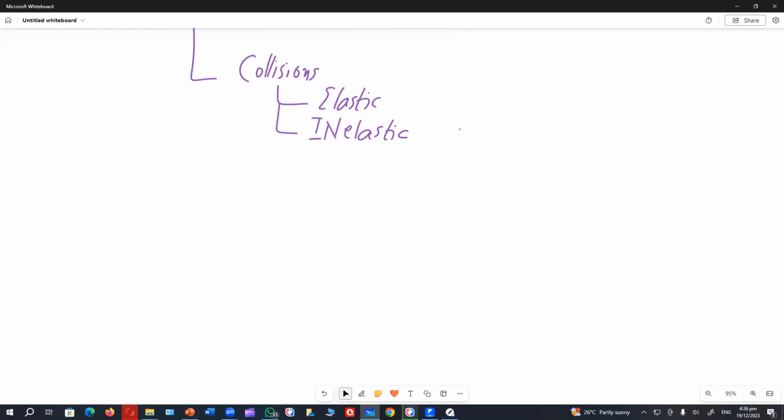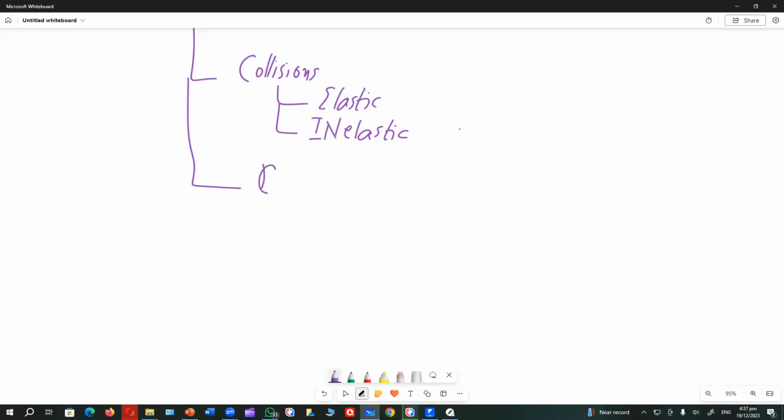If kinetic energy and momentum are all conserved, this is an elastic collision, like gas molecules colliding. If momentum is conserved but kinetic energy is not conserved, then the collision is inelastic. When a collision is elastic, total kinetic energy before collision is equal to total kinetic energy after collision. This is the difference between elastic and inelastic.